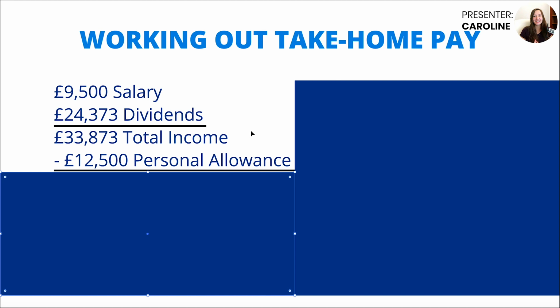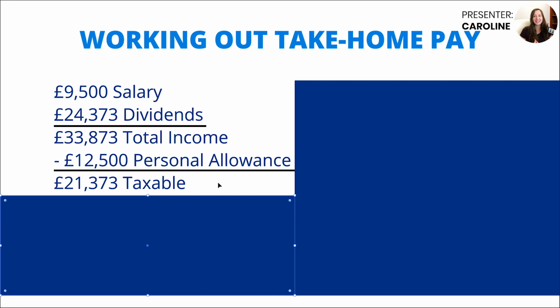Or if you had a marriage allowance transfer, for example, then whether you were receiving it or giving it, it would change your personal allowance for the year. So all of those things need to be taken into account. But in this case, we're just doing a very standard, straightforward case of personal allowance at £12,500. This means £21,373 of this income is taxable.